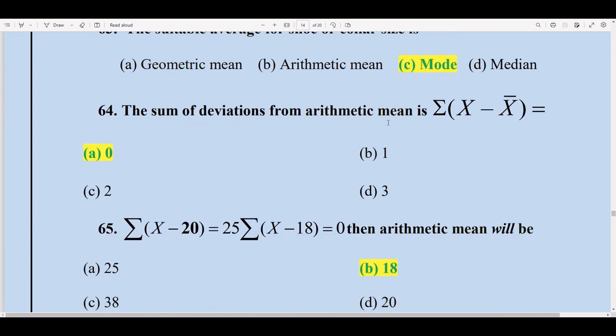The sum of deviations from the arithmetic mean, when each observation is subtracted from the mean and summed, is equal to 0.